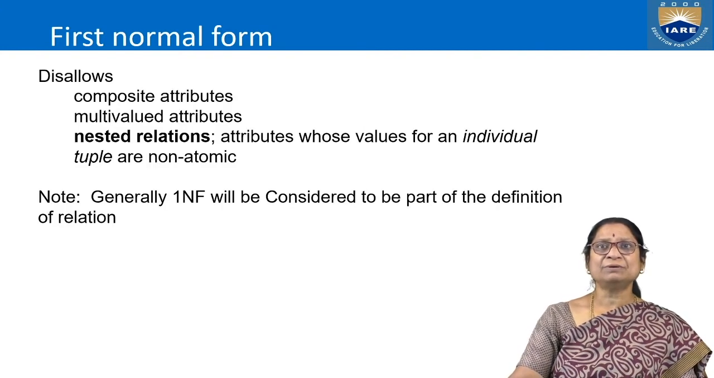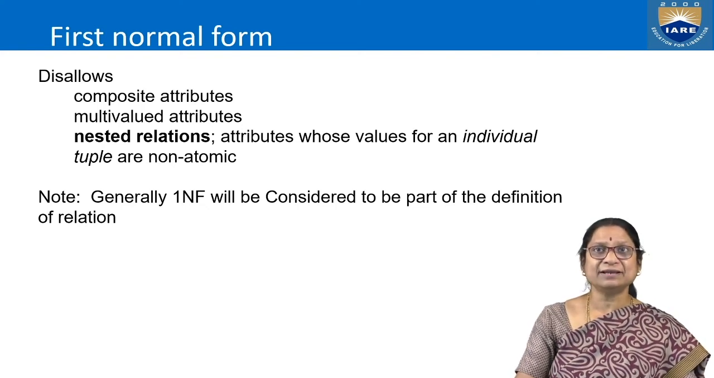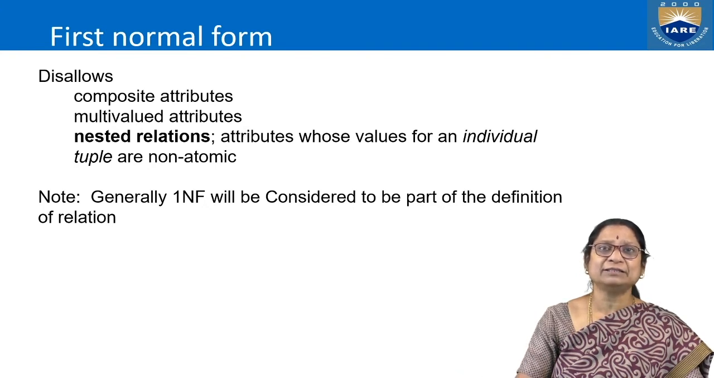So first normal form disallows composite attributes, multi-valued attributes, nested relations, and attributes whose values for an individual tuple are non-atomic. All these are not allowed. So we have to see that each attribute is in atomic form, that is, single valued, simple and individual actually.